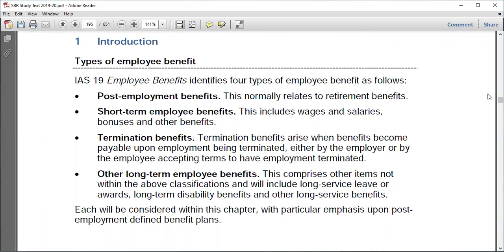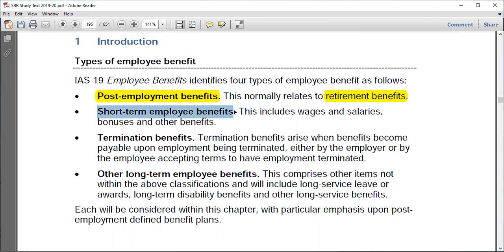So IAS 19 employee benefits identifies four types of employee benefits, which are as follows. Post-employment benefits. After employment, there are benefits that you are entitled to, and most of the time they are retirement benefits, right? After employment, maybe you will have some funds that will be given so that you can proceed with your life. But also, we can have short-term employee benefits.